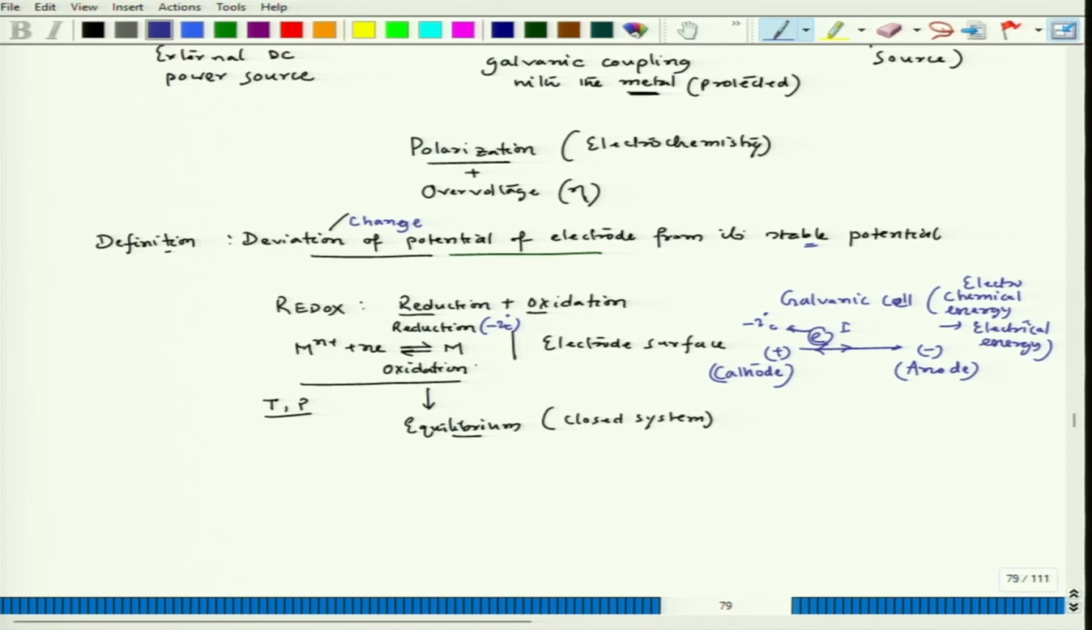And when the oxidation rate is considered, that time we consider it to be IA, anodic current density, and this reduction process is cathodic current density, because reduction is a cathodic process and oxidation is an anodic process. So, we can also mention this is anodic and this is cathodic.